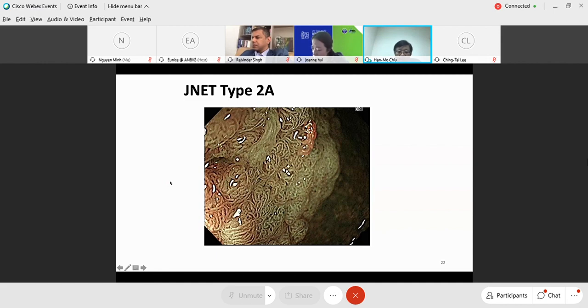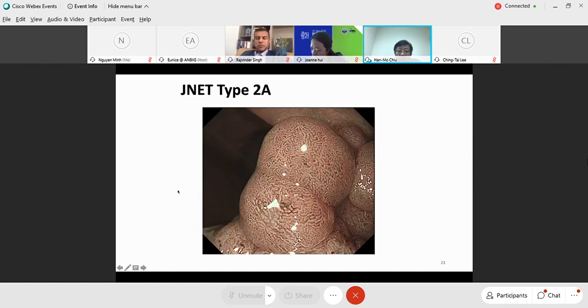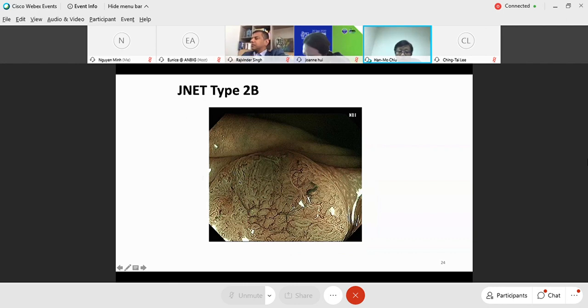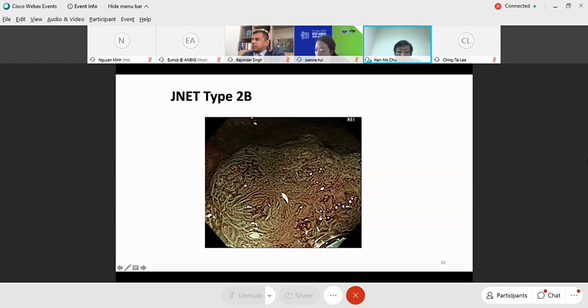of 2A. And this again shows the appearance of JNET type 2A. So most of the benign adenoma had such an appearance. And this is 2B. So you can see there is a variable thickness of the capillary. And this is another example of type 2B capillary pattern.